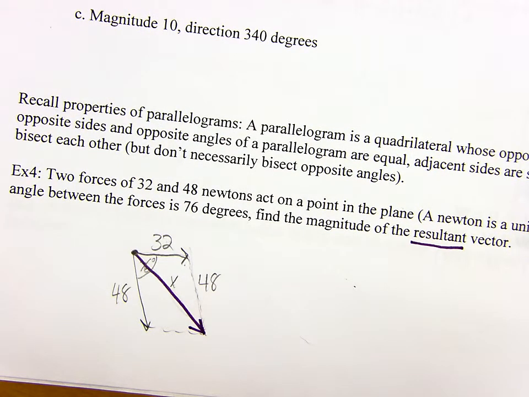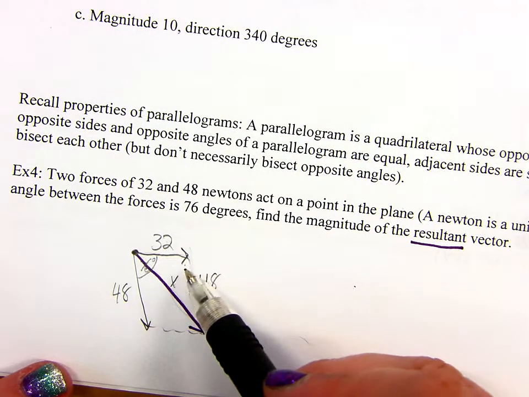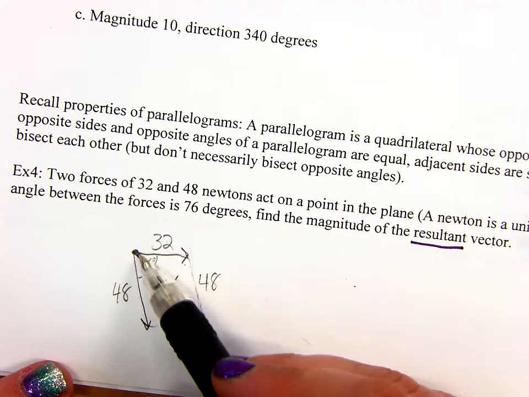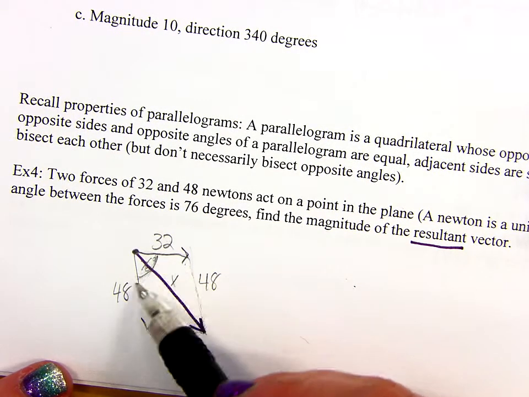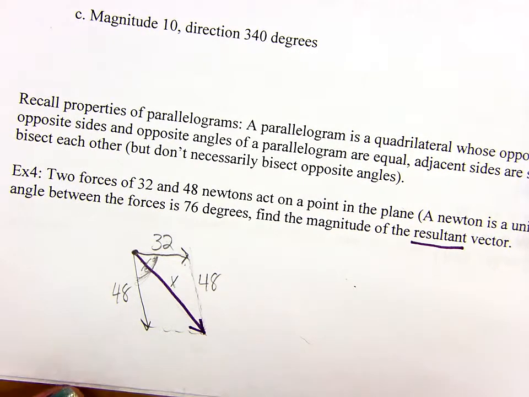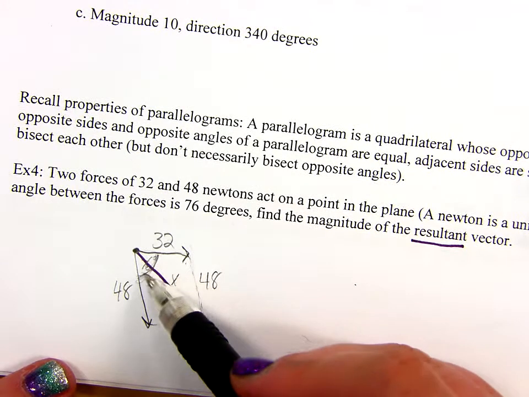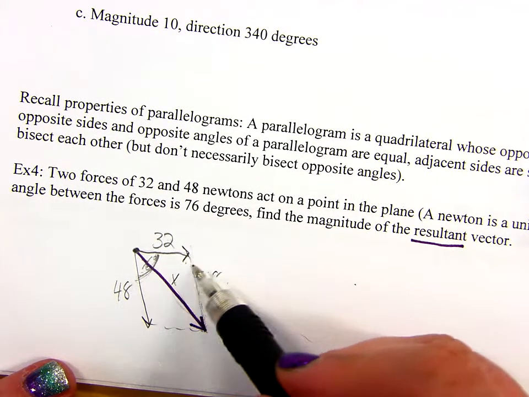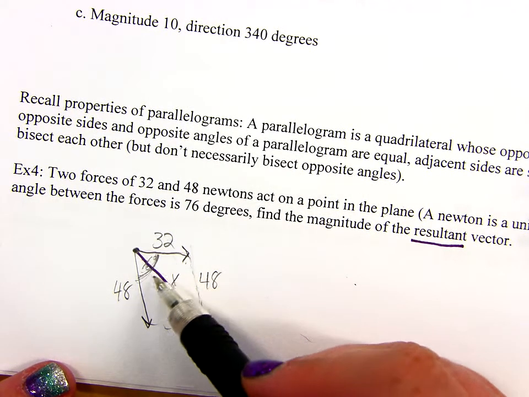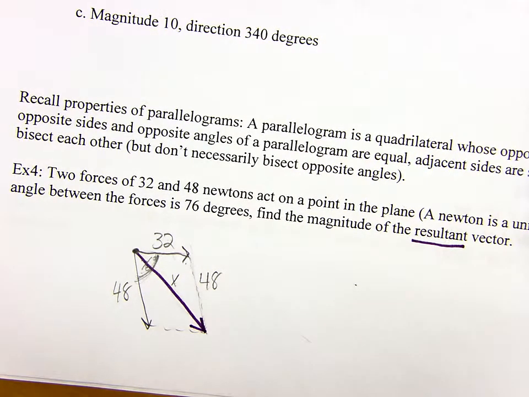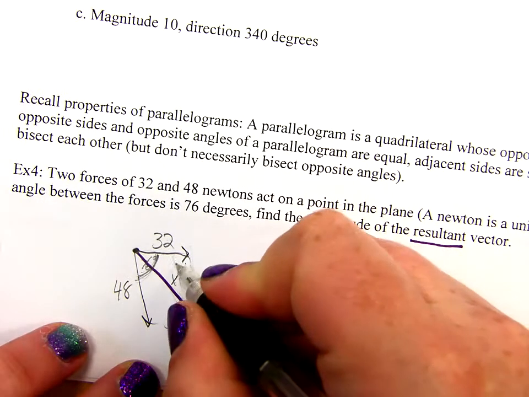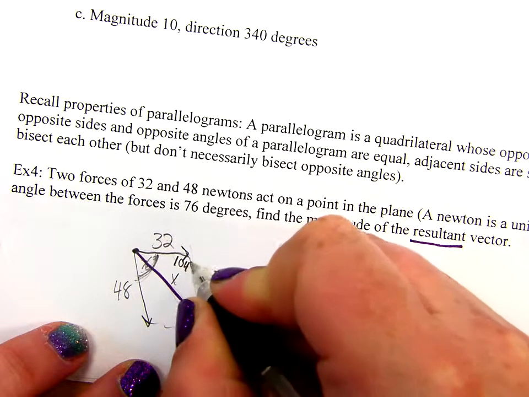Find it. How? Law of cosines. So you're going to find out what that little angle right there is. 76. So you're going to divide it by 2. Does it bisect? No, it's not bisected, but there is something that goes on between this and this. They add to 76. Yes, they're supplementary. So that means this angle right here is 104.